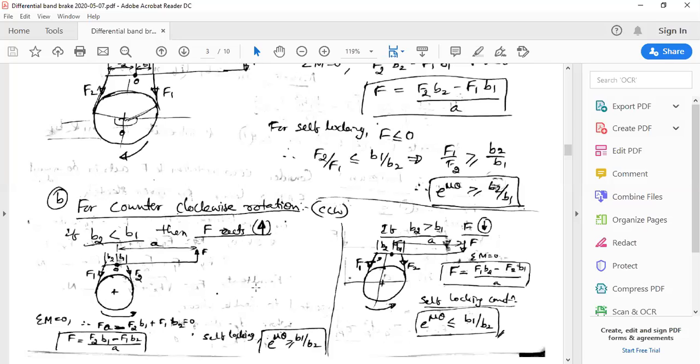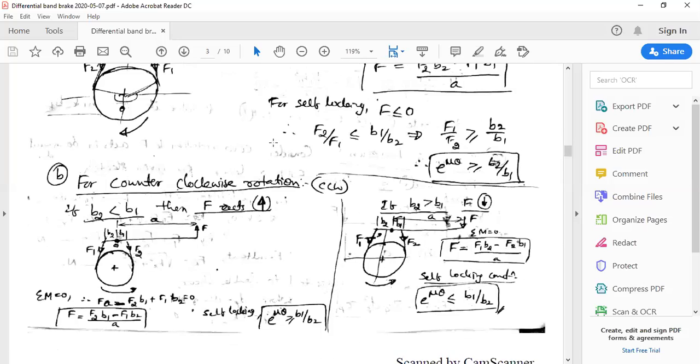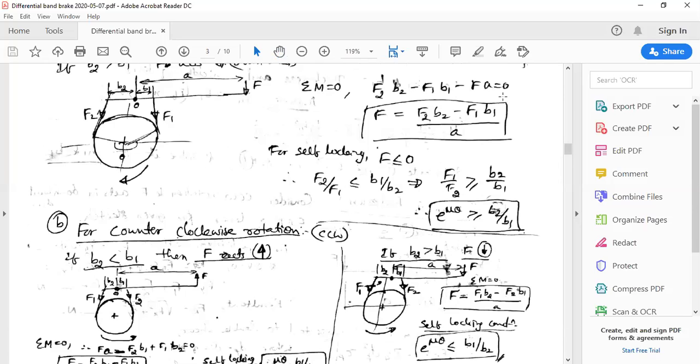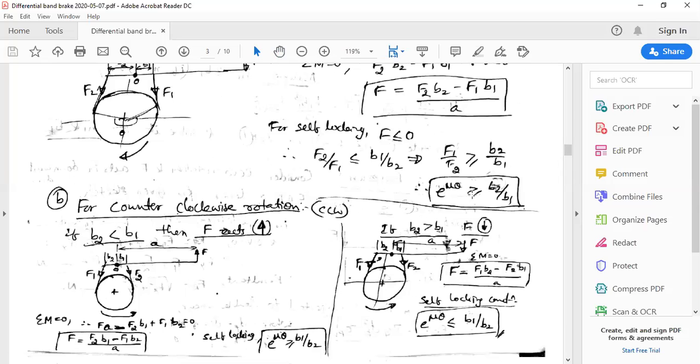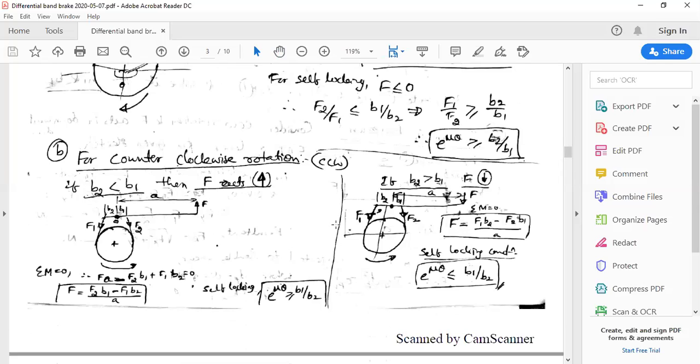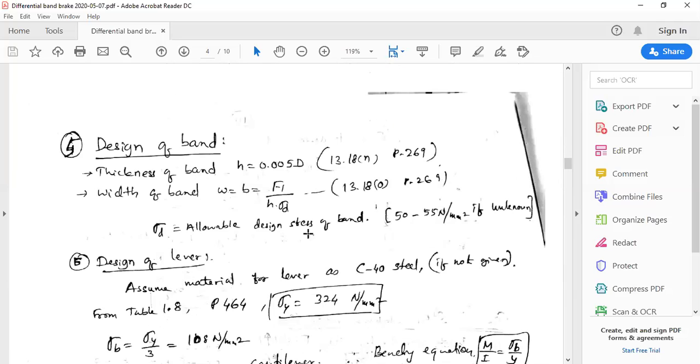We can formulate the equation of F, and in the meantime we can also go for the self-locking condition derivation, that is F is less than or equal to 0. This equation is to be considered and F less than or equal to 0 is to be written, so that you can solve the equation and get the ratio as F2 by F1 or F1 by F2. If you get F2 by F1, interchange the terms, so that the sign changes, and the less than sign becomes a greater than sign. So e raised to mu theta is greater than or equal to b2 by b1 or b1 by b2, like that you will get. That is the condition for self-locking.